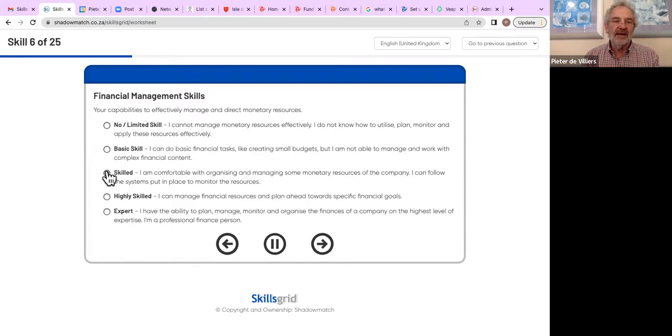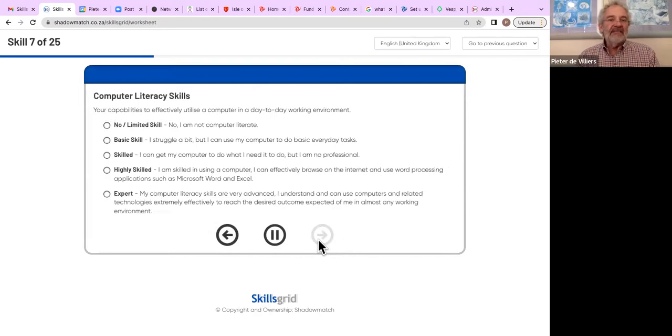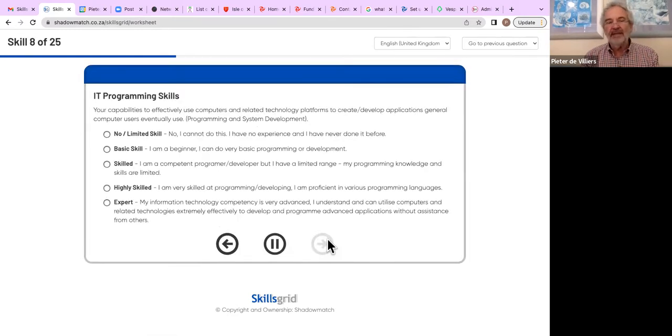No, I'm not there. I might be there. Let's have a look at that. Yeah, okay. Question 7, computer literacy skill. This is different to IT skills. This is the ability to use a computer. Now, I want to show you what happens here. If I say I have only a basic skill and I click forward, the system says I'm happy with that.